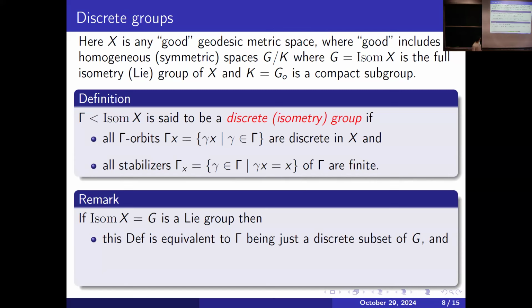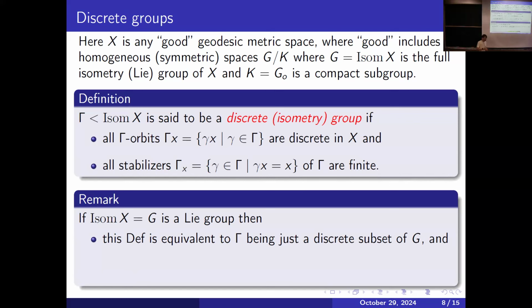So what is interesting here? In the case of symmetric spaces, when the isometry group of X is a Lie group, then this definition is equivalent to gamma being just a discrete subset of G. Remember, G is a Lie group, which means that G itself has the structure of a smooth manifold, right? So we can get some standard things like neighborhoods of points, neighborhoods of elements.